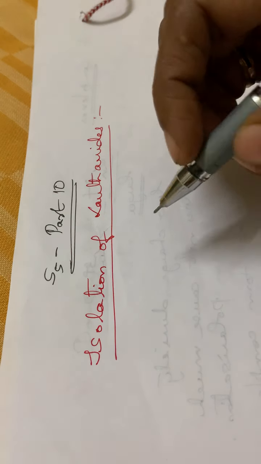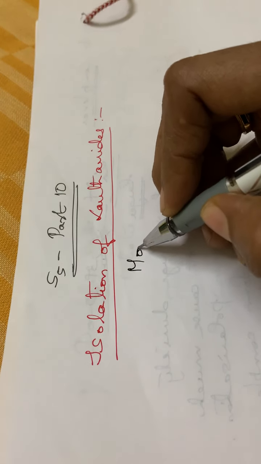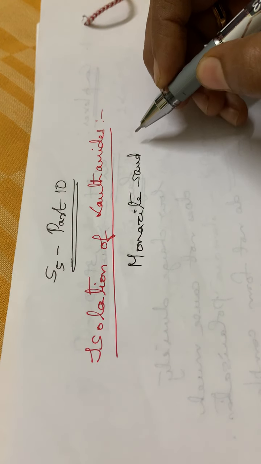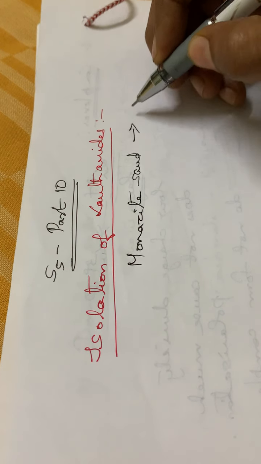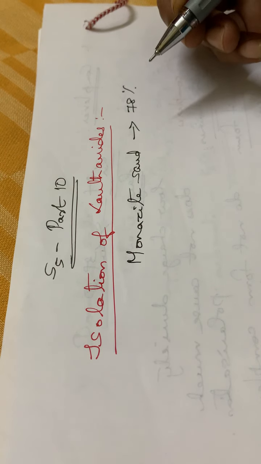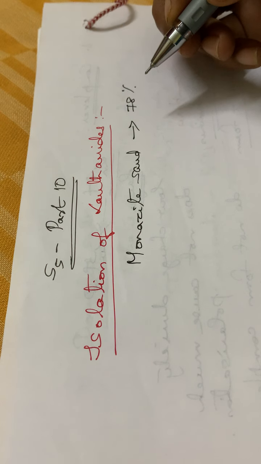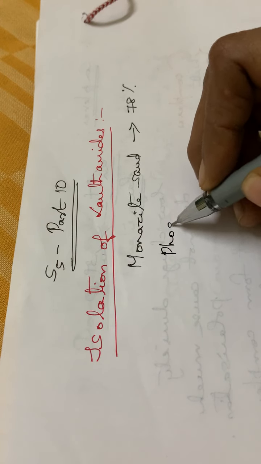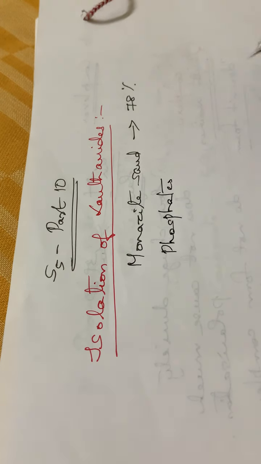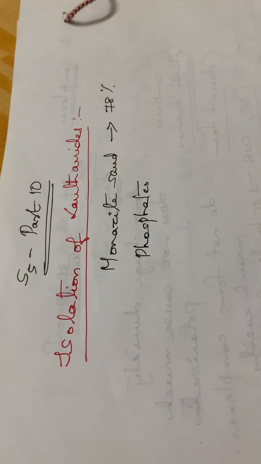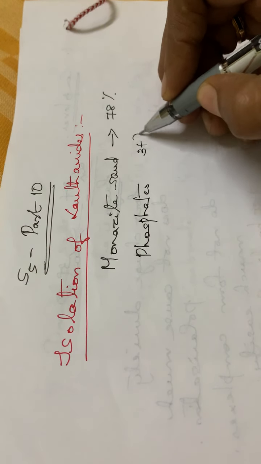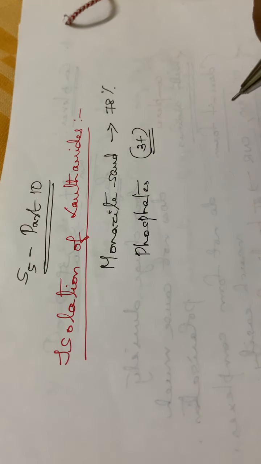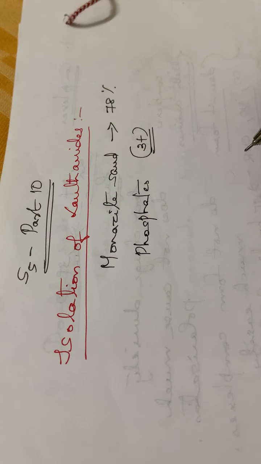See here, these lanthanides are present in the monazite sand, isn't it? From the monazite sand, we can isolate these lanthanides, and about 78% of the total lanthanides are obtained from this monazite sand. Okay. And again, these lanthanides are present in monazite sand in the form of phosphates. Usually these lighter elements or trivalent ions, with oxidation state 3+, will be existing in the form of phosphates.